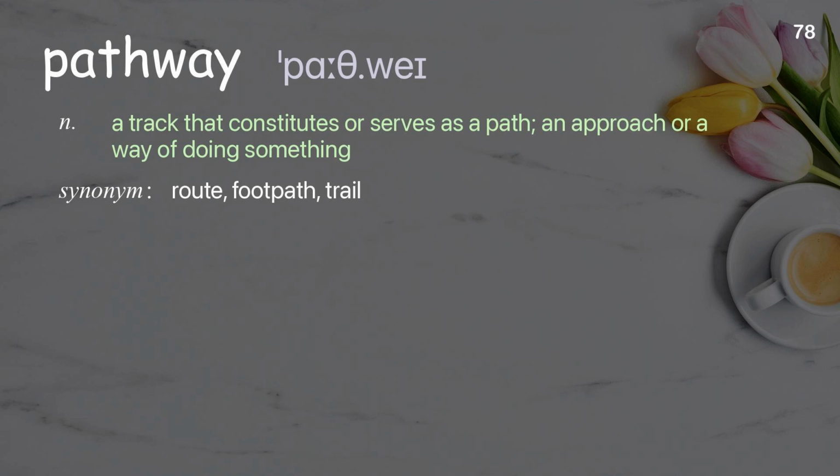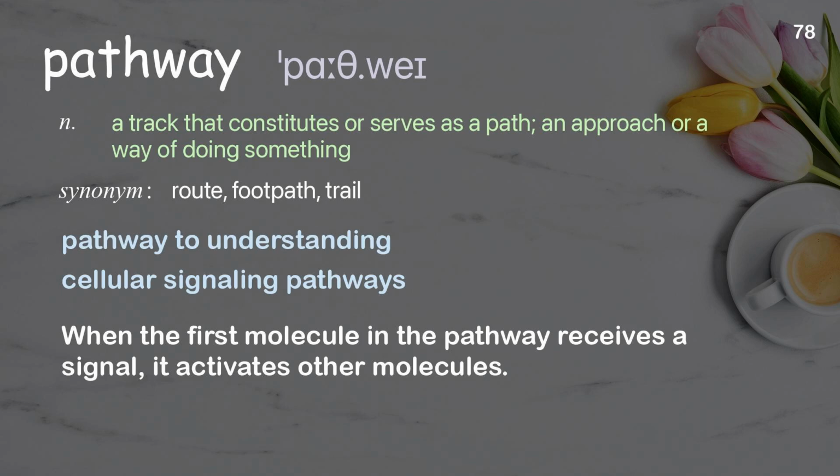Pathway. A track that constitutes or serves as a path, an approach, or a way of doing something. Examples: Pathway to understanding. Cellular signaling pathways. When the first molecule in the pathway receives a signal, it activates other molecules.